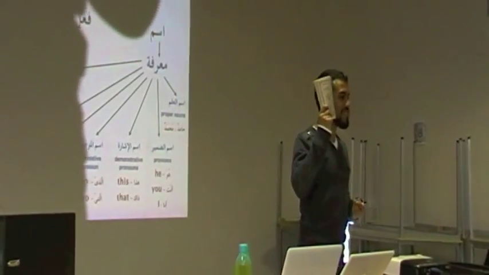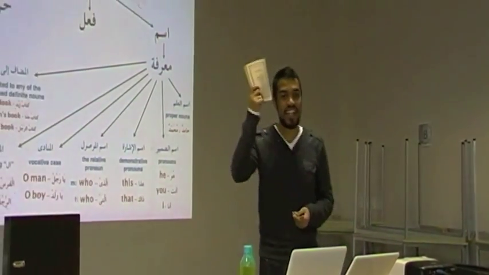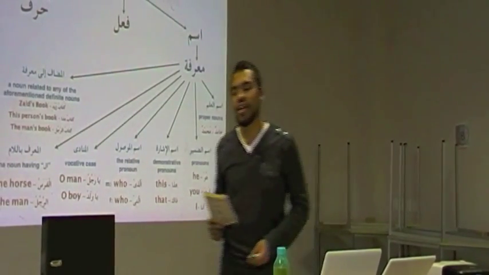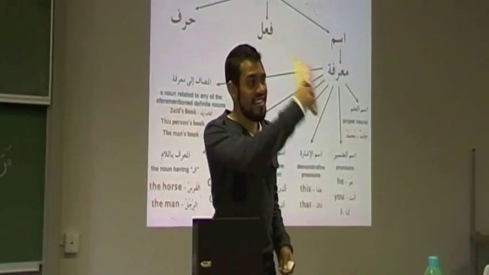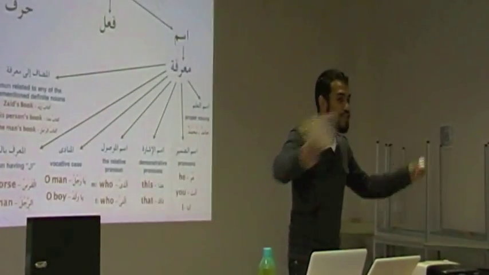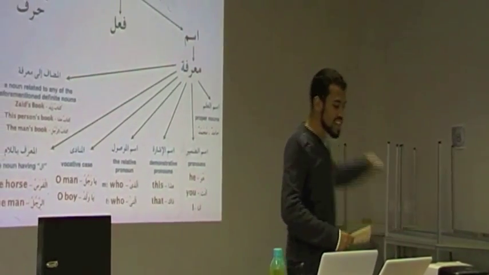This book. When I say this book, is it definite or indefinite? Definite. Right. هذا الكتاب. This kitab, definite or indefinite? Definite. Okay. Kitab Imad, the book of Imad. Can I answer whose book it is? Yes. And that's the last case.